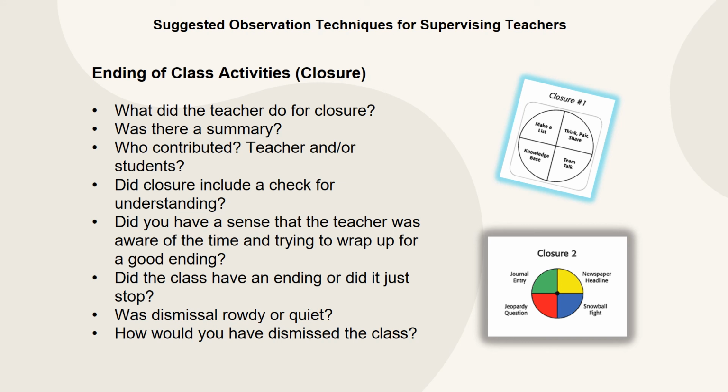Suggested observation techniques for supervising teachers' ending of class activities. What did the teacher do for closure? Was there a summary? Who contributed, teacher and/or students? Did closure include a check for understanding? Did you have a sense that the teacher was aware of the time and trying to wrap up for a good ending? Did the class have an ending or did it just stop? Was dismissal rowdy or quiet? How would you have dismissed the class?